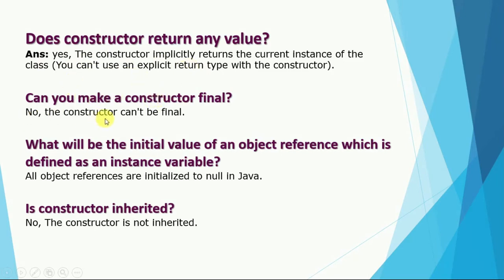Can you make a constructor final? No, a constructor can't be final. What will be the initial value of an object reference which is defined as an instance variable? All object references are initialized to null in Java. Is a constructor inherited? No, a constructor is not inherited. We can't use inheritance in a constructor.